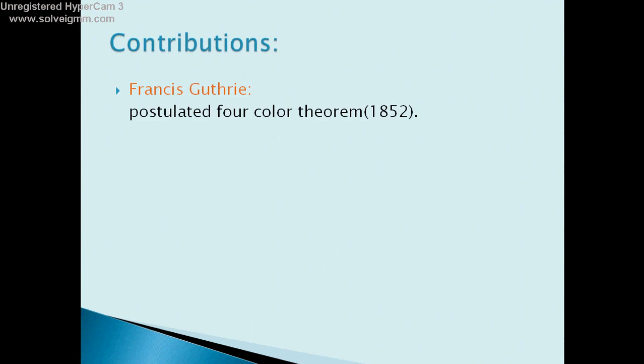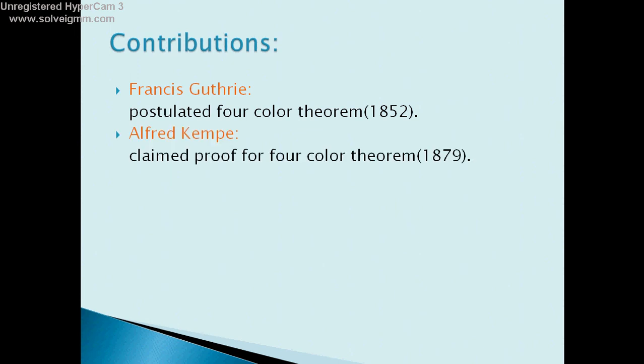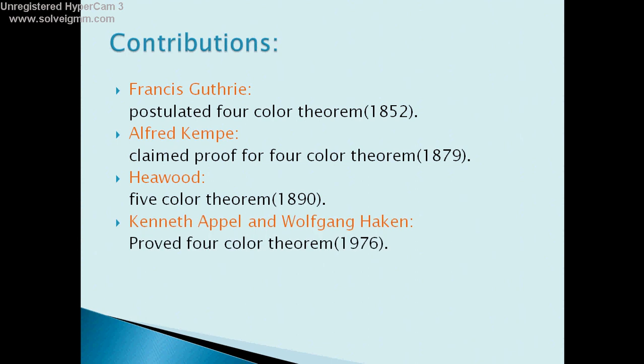So let us know about some contributions made by great mathematicians. In 1852, Francis Guthrie postulated four-color theorem. Then in 1879, Alfred Kempe claimed proof for four-color theorem. In 1890, Heawood proposed five-color theorem. In 1976, Kenneth Appel and Wolfgang Haken proved four-color theorem.